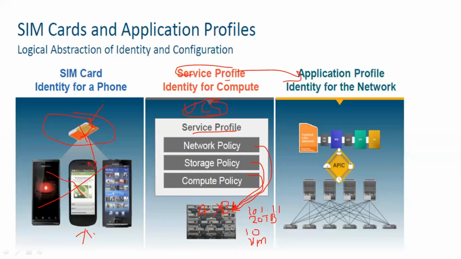Now, what will you do? You will take out this server from the chassis and insert a new server inside this chassis. If you're inserting a new server, it means you need to configure the network policy, storage policy, and compute policy for this server again. So instead of doing this, what you can do is just apply the same network policy, same storage policy, and same compute policy to this server. So the server does not have any identity.